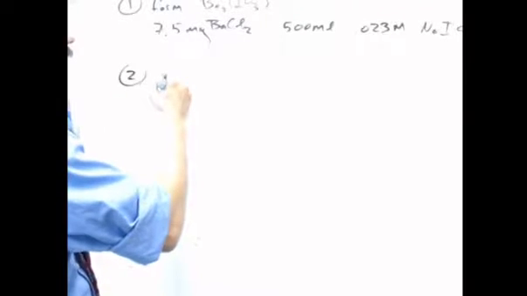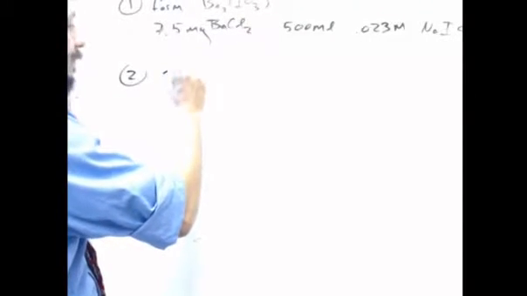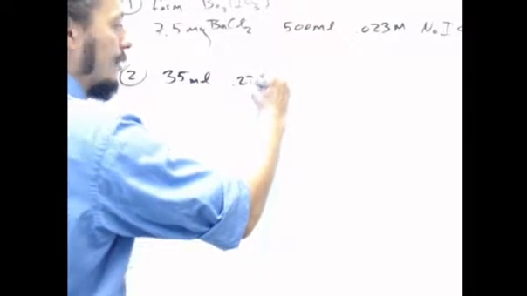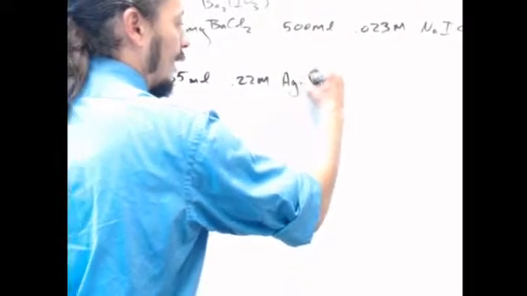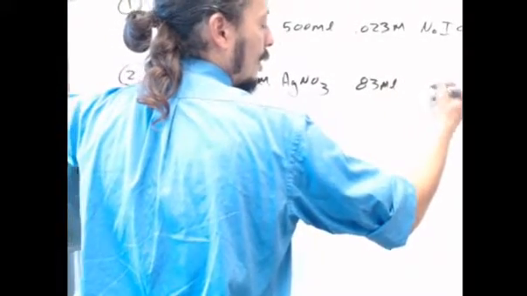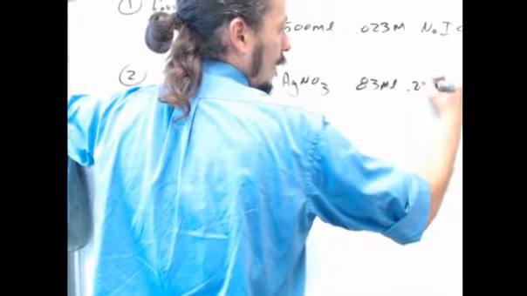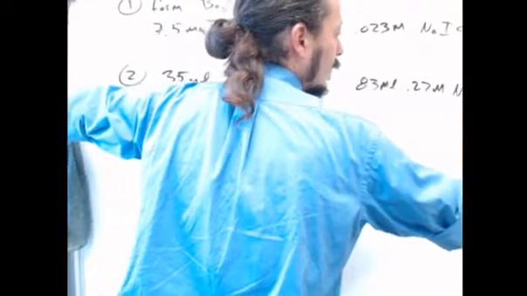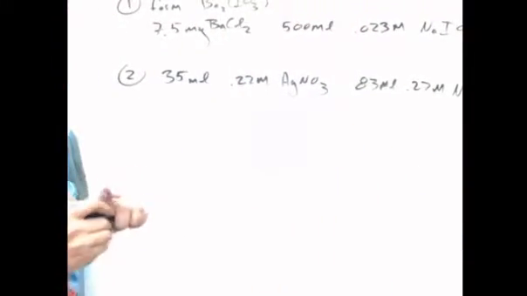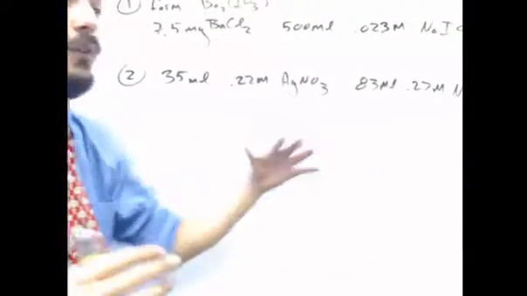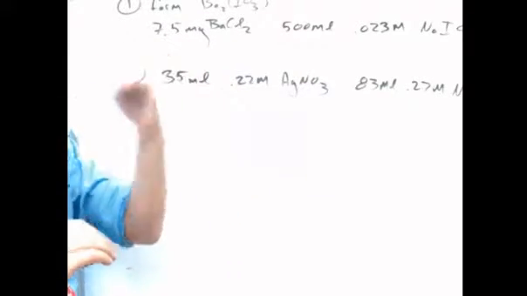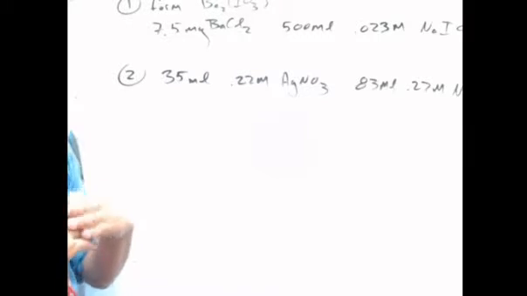Consider a solution that is made from mixing 35 milliliters of 0.22 molarity AgNO3 and 82 milliliters of 0.22 molarity Na2SO4. So in this case, what's going to happen is you're going to do a reaction. You're going to form silver sulfate. Mix, a precipitate forms. You're going to look at how much redissolves. And you're going to say, was that redissolve significant or not?